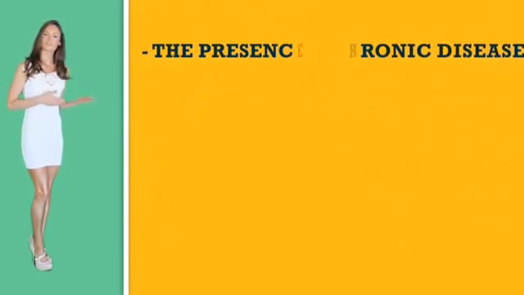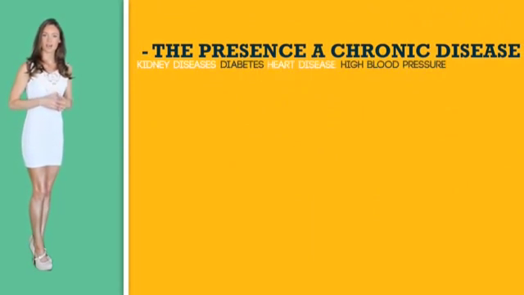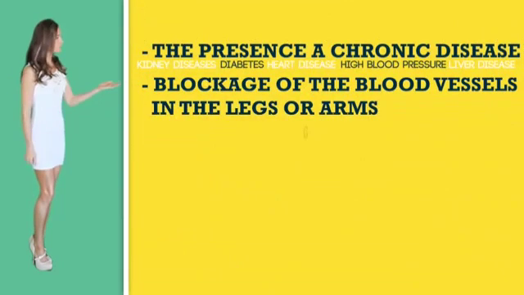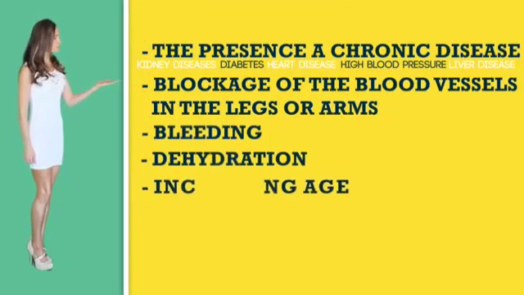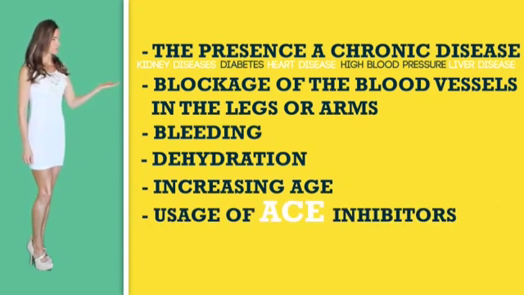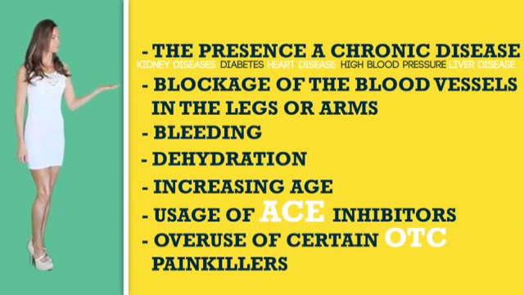Risk factors. Risk factors for developing acute renal failure include the presence of a chronic disease like kidney disease, diabetes, heart disease, high blood pressure, or liver disease, blockage of the vessels in the legs or arms, and/or a peripheral artery disease. Other causes can include bleeding, dehydration, increase in age, usually ages 65 and above, the usage of ACE inhibitors, overuse of certain over-the-counter painkillers such as NSAIDs like Advil and ibuprofen, and naproxen.